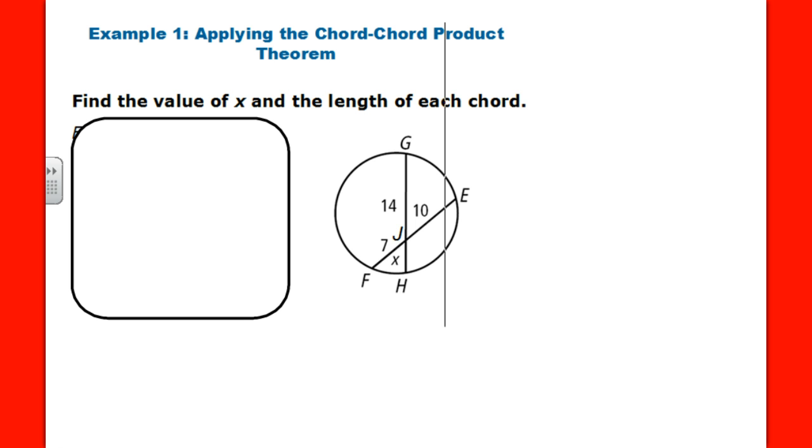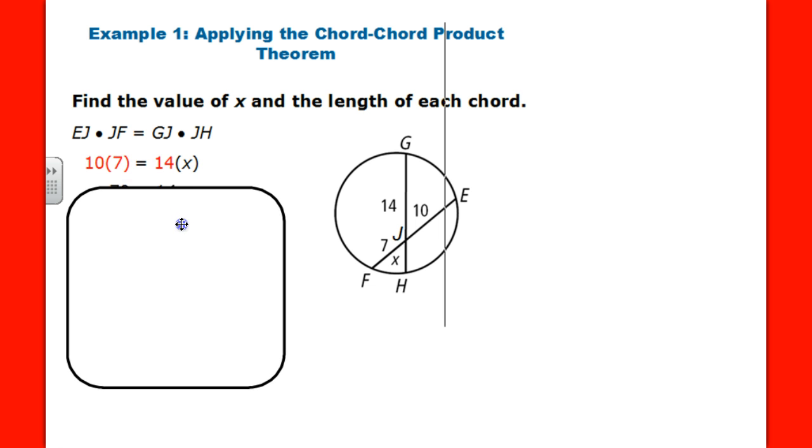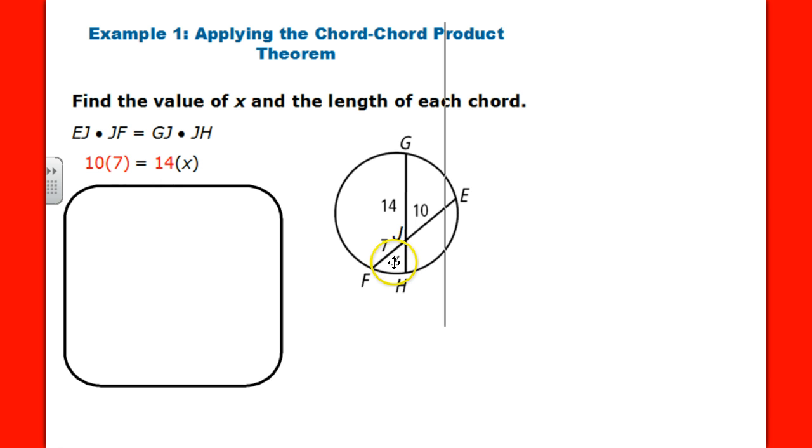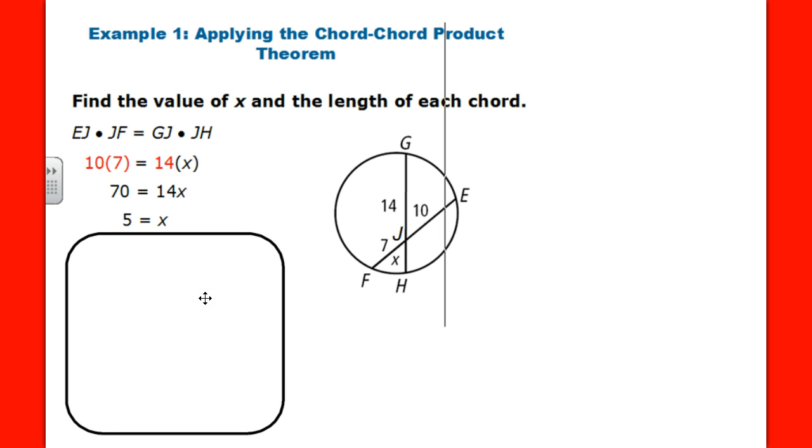All right, so we're going to find x and the length of each chord. Go ahead, pause, see if you can do it. Hopefully you see that for chord FE, we actually know the values of each piece, right? 7 and 10. And GH, we're missing JH, aren't we? So we don't know both factors here. But what we can do is set it up and substitute the known values. So you should have done 7 times 10 equals 14 times x. So 70 equals 14x, and when we simplify, x equals 5.